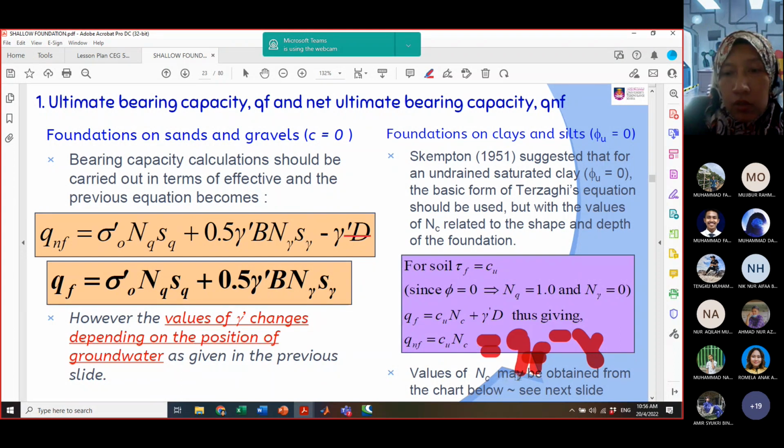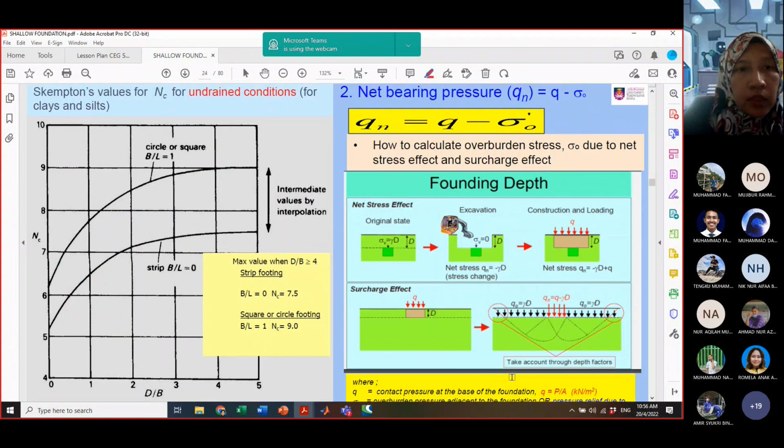Okay, the values of NC may be obtained from the chart shown just now. Okay, ini kalau kata you nak estimate ultimate bearing capacity for undrained condition untuk tanah jenis silt ataupun clay. Yang ni dia bagi dalam bentuk chart maknanya you have to refer careful, read question carefully. Dia nak minta you calculate ultimate bearing capacity according to which formula. Adakah Terzaghi formula, basic formula ataupun Meyerhof ataupun Skempton's formula. Kalau Skempton formula ni selalunya dia akan bagi you a graph untuk you obtain the NC value.